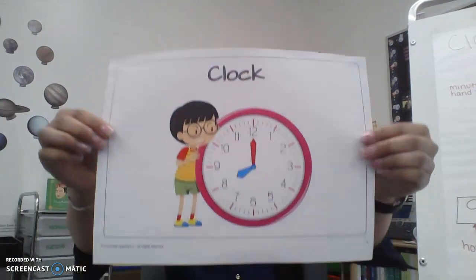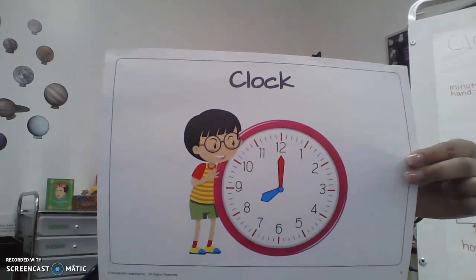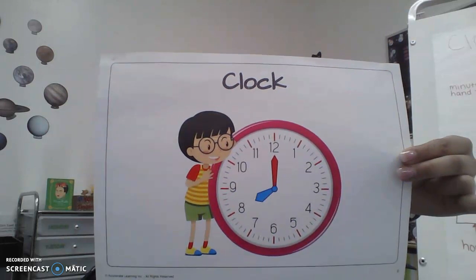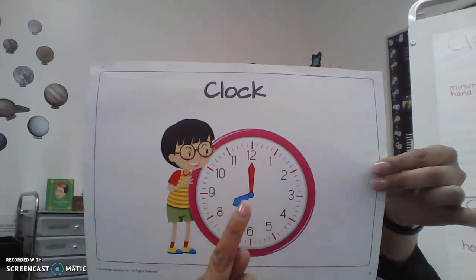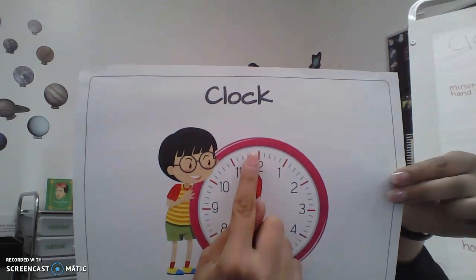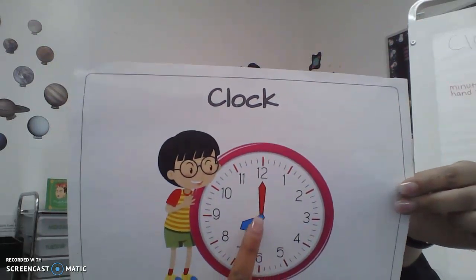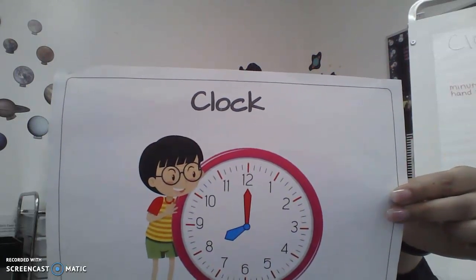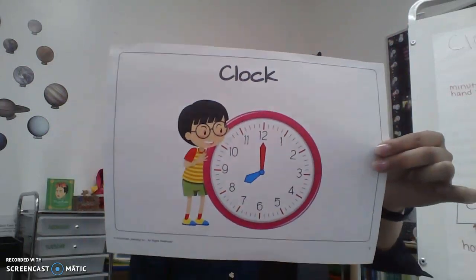Our first vocabulary word is clock. So clock. Everyone, you say it with me. Clock. Good job. So our clock has two hands. What are the two hands that it has? What's this long one? Good job. Minute hand. And what's the short one? Great work. Hour hand. So the clock has two hands.